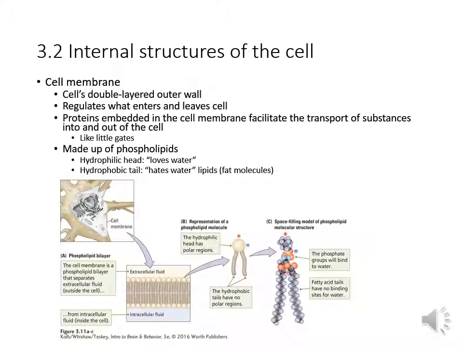And the cell membrane, the double layer, is made up of phospholipids. So one layer is hydrophilic, and one layer is hydrophobic. Hydrophilic literally means loves water, and hydrophobic means hates water. The hydrophobic part is made of fat, which you know resists water.